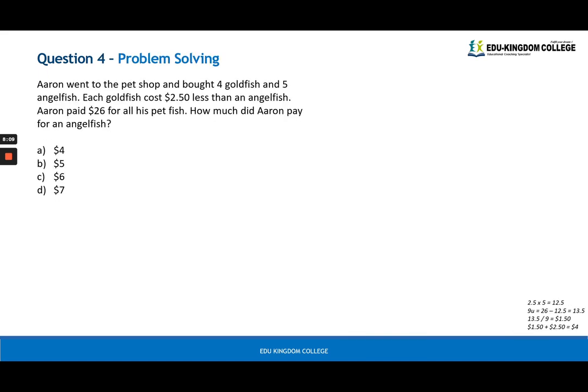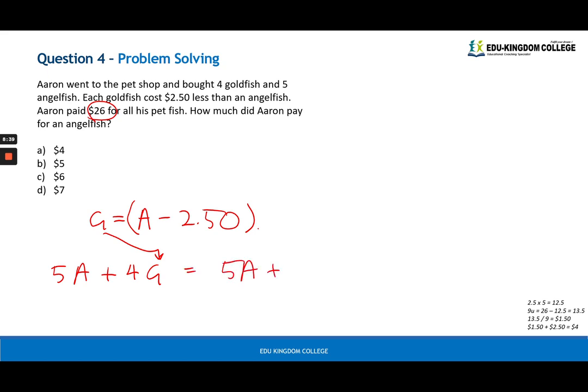Number 4, we have Aaron buying 4 goldfish and 5 angelfish. So this one is more of an algebraic thing. We know that goldfish is the same as angelfish minus $2.50. He paid $26 for everything. So he's going to buy 5 angelfish, 5A, and also 4 goldfish. Instead of goldfish, you write down what it's worth, which is angelfish minus $2.50. So he bought 5 angelfish plus 4 lots of angelfish minus $2.50, and the total came to 26.